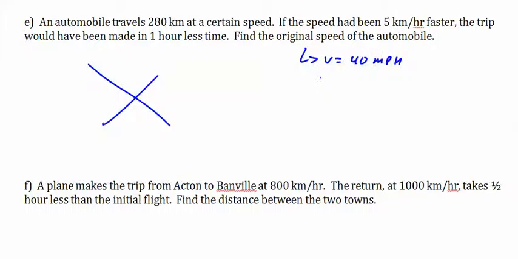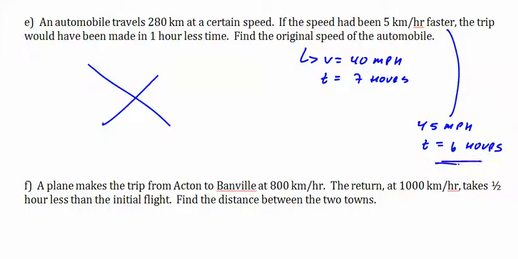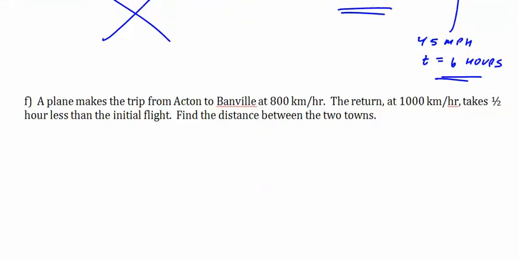And the original time is 7 hours. The faster speed, of course, is plus 5, 45 miles per hour. And the faster time is 6 hours because it took one less. So there's your answers. If you can figure out how to do that, good for you. If not, don't worry about it.